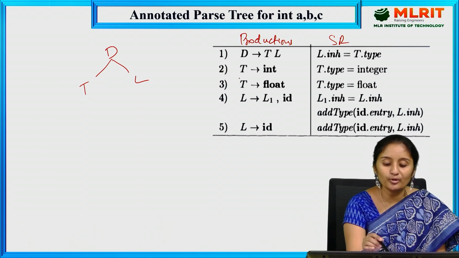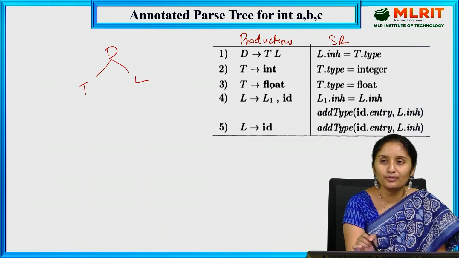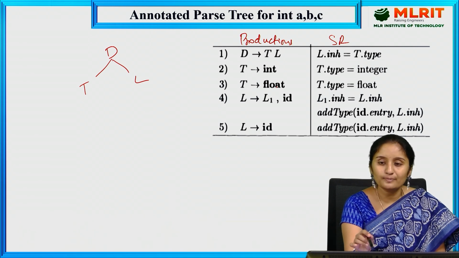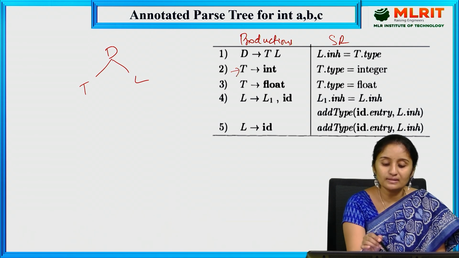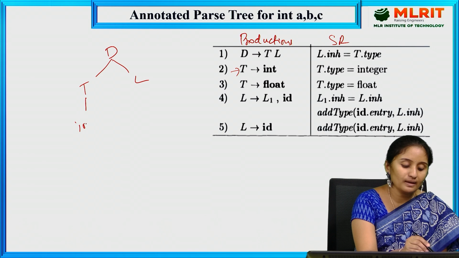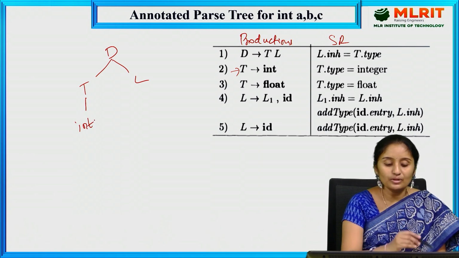There are two productions: T produces int, T produces float. According to my expression, it is int. So I need to take the second one, T produces int. So the next one, L.